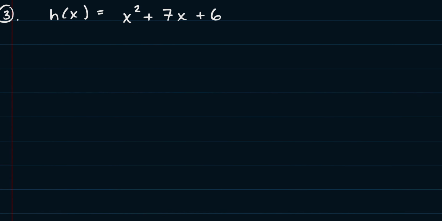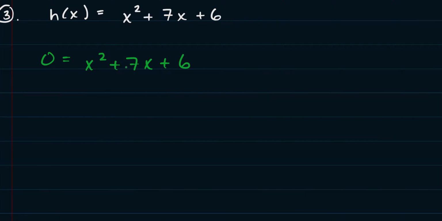Let's try this third equation. We want to find the zeros, so we set this equal to 0 and we factor. Okay, so this is a trinomial. Notice that there's not a greatest common factor, so I can't factor anything out.